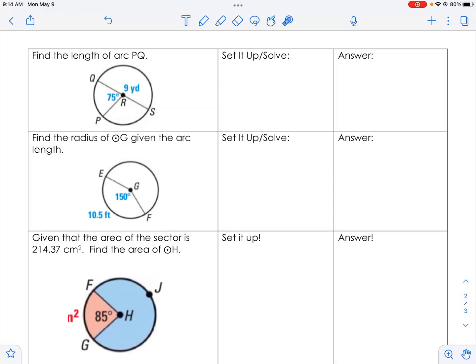And we're back to look at some more problems. So this next one says, find the length of arc PQ.